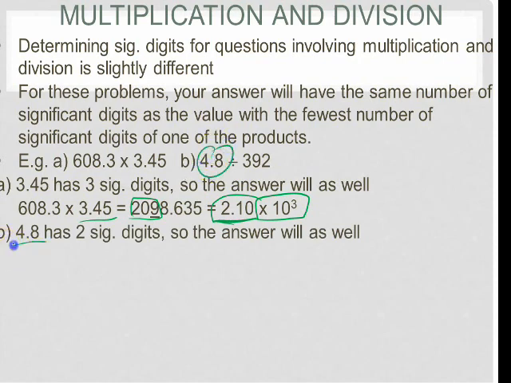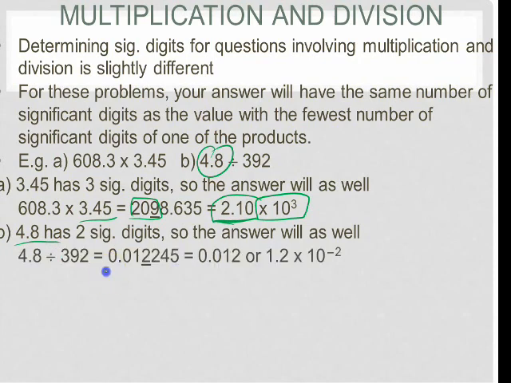4.8 has 2 significant digits, so the answer will as well. If we divide by 392, we get this huge number, but we only want 2 significant digits, so we're going to round to this. 2 sig figs here. And we put it in scientific notation, 1.2 times 10 to the minus 2.